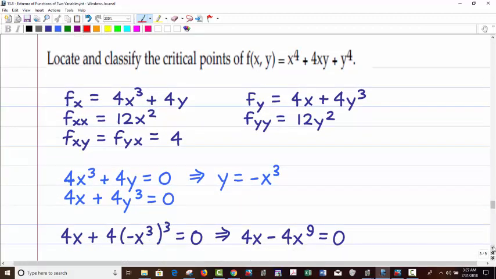So let's try one more of these, and that's pretty much the whole gist of the entire section, finding these problems. And in a couple more sections we'll look at applications of finding extrema.